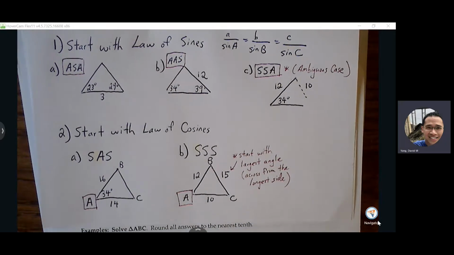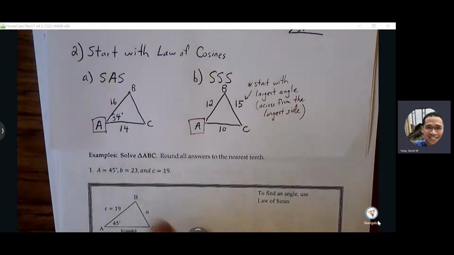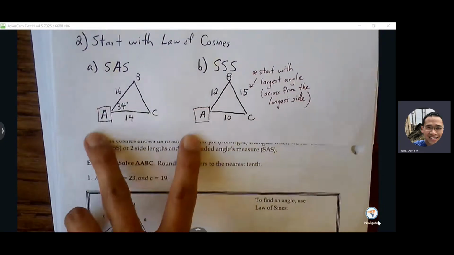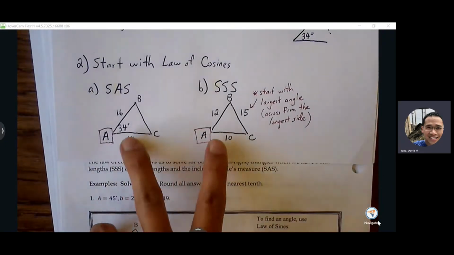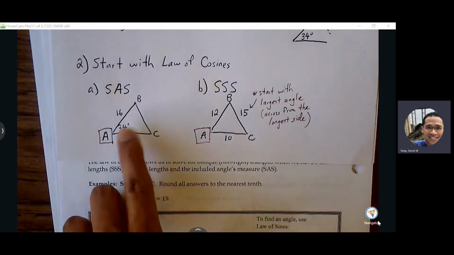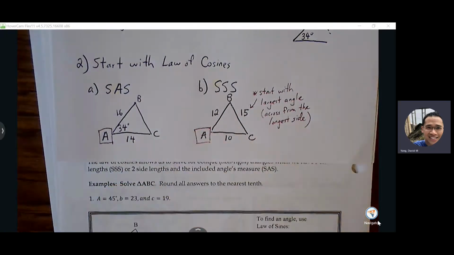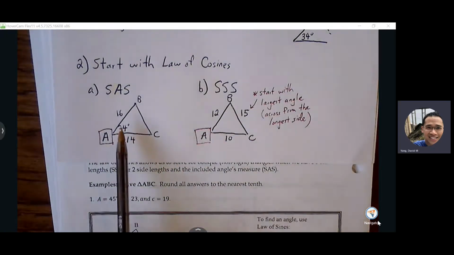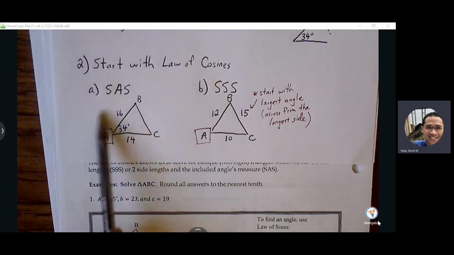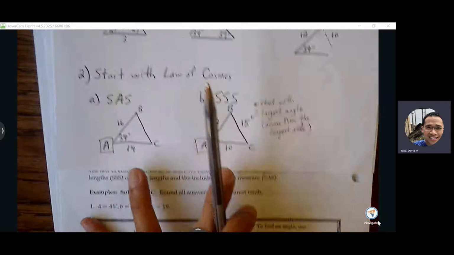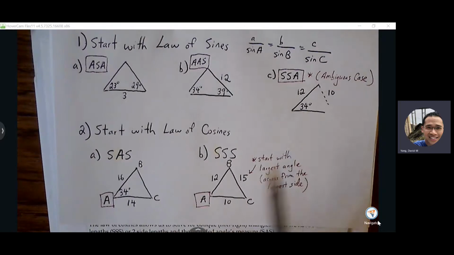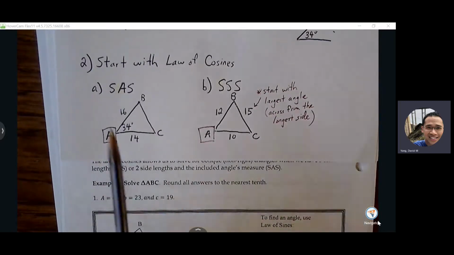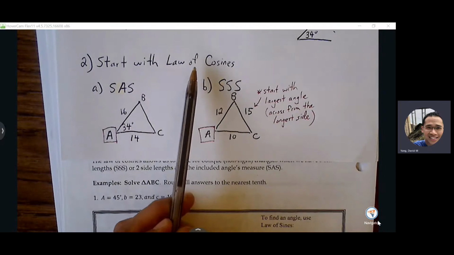Now today, we're going to be looking at two other cases. This is where we're dealing with either a side angle side or a side side side. So side angle side is where your angle that's given is sitting nicely between two known sides. There's not going to be any ambiguous case here. Okay, so if you see side angle side, we're going to be using law of cosines.